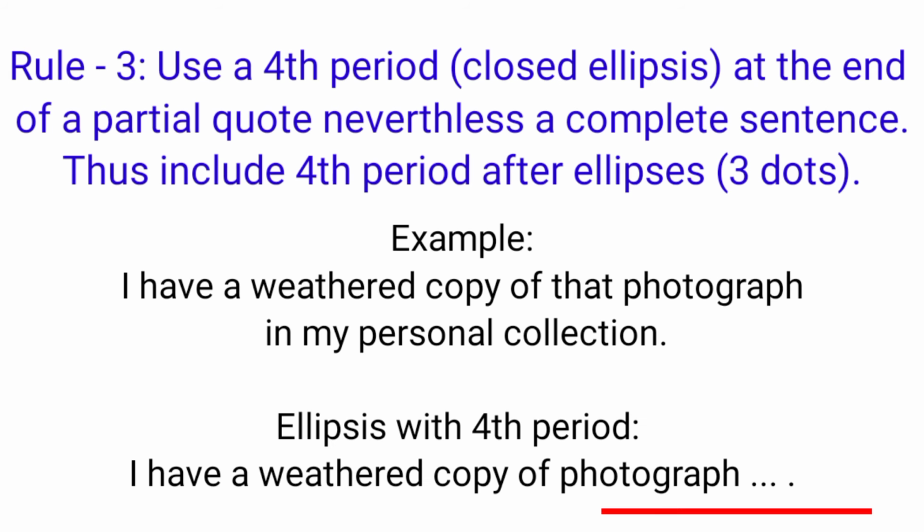Rule number 3, use a period, that means closed ellipsis, at the end of a partial quote, nevertheless a complete sentence. Thus include a period after the ellipsis or 3 dots. Example: I have a weathered copy of that photograph in my personal collection. This is a full quotation. Ellipsis with 4 dots: I have a weathered copy of photograph ... and the last dot is the period or closing punctuation mark.